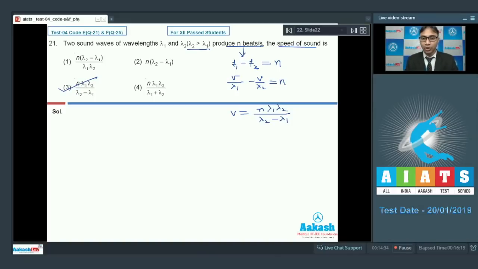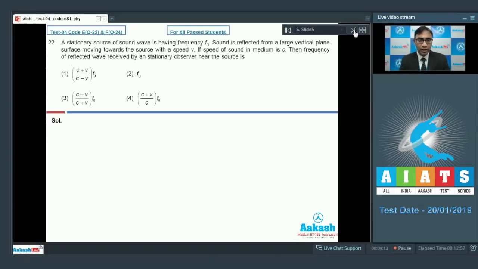Now let's move to question number 22. In question number 22, it says that a stationary source of sound wave is having frequency f0. Sound is reflected from a large vertical plane surface moving towards the source with a speed v. If the speed of sound in the medium is c, then what is the frequency of the reflected wave received by a stationary observer near the source? So let's say this is a stationary source and this is our vertical plane. This vertical plane is moving towards the source with speed v and the velocity of sound is c.